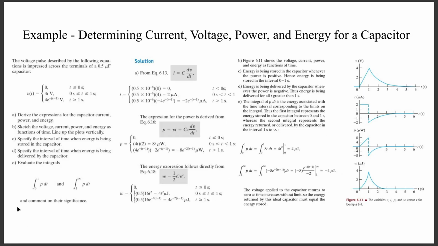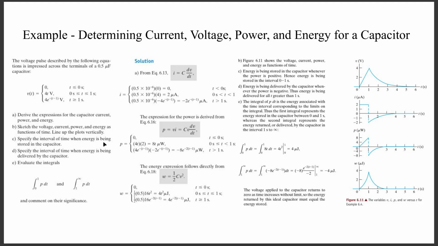Example: determining the current, voltage, power, and energy for a capacitor. A voltage pulse described by the following equations is impressed across the terminals of a 0.5 microfarad capacitor. Derive the equations for the capacitor current, power, and energy. Sketch the voltage, current, power, and energy as functions of time.